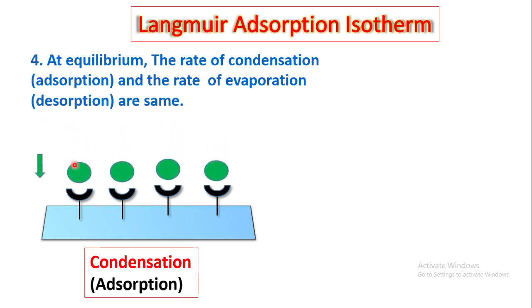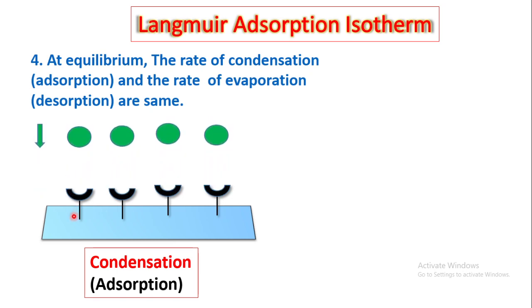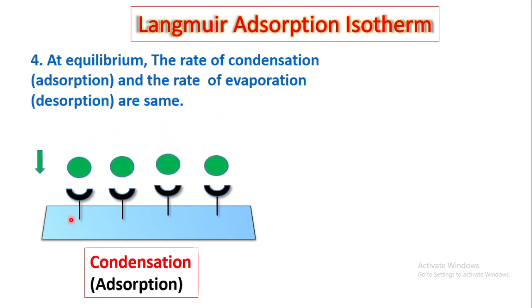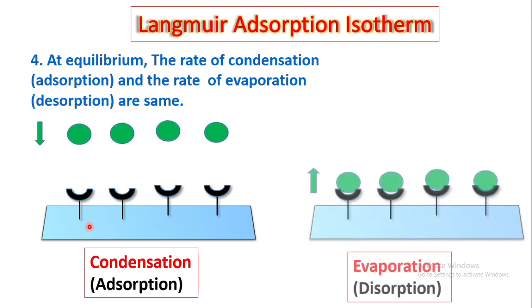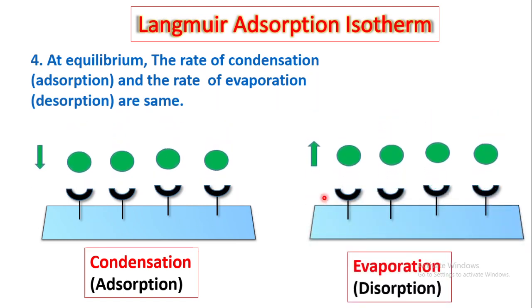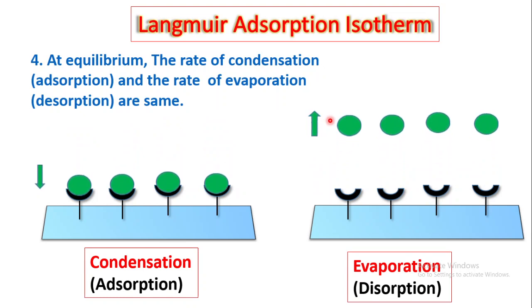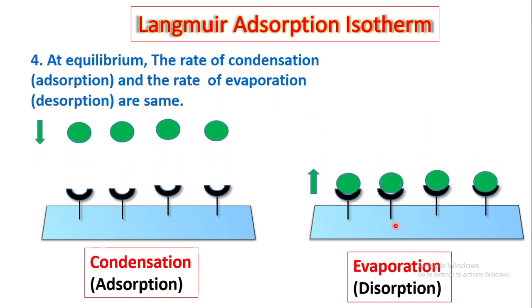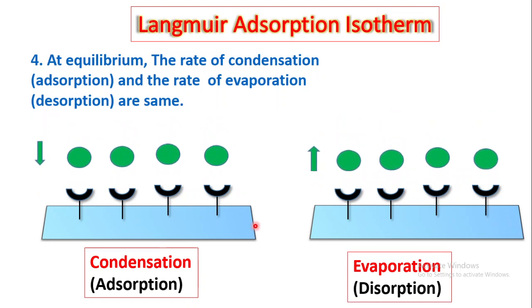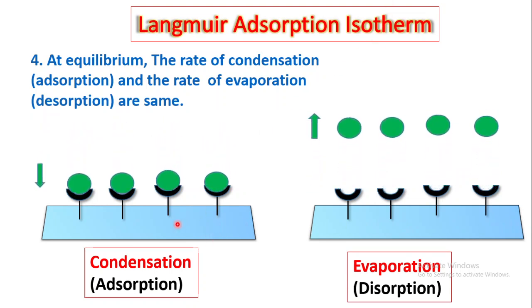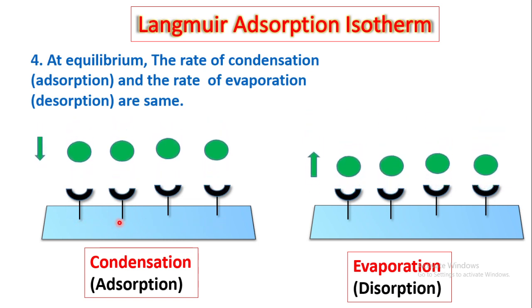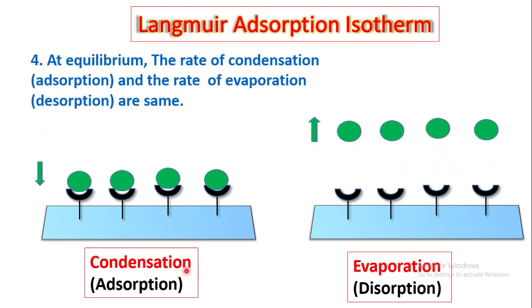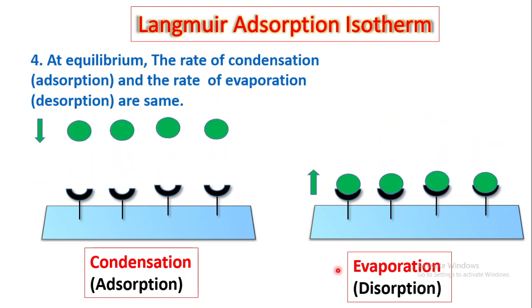Adsorption of the adsorbate, that is the gaseous molecules, on the surface of the adsorbent is called adsorption, and this process is called condensation. The reverse of this is called desorption. Here you can observe that the gas molecules are getting detached from the adsorption sites, and here the gas molecules are getting adsorbed on the adsorption sites. So the reverse of adsorption is desorption, or the reverse of condensation is evaporation.